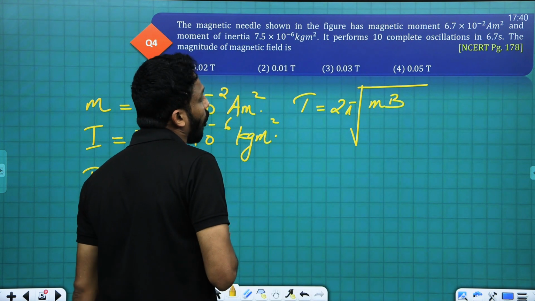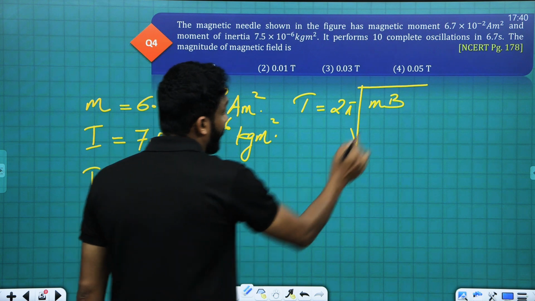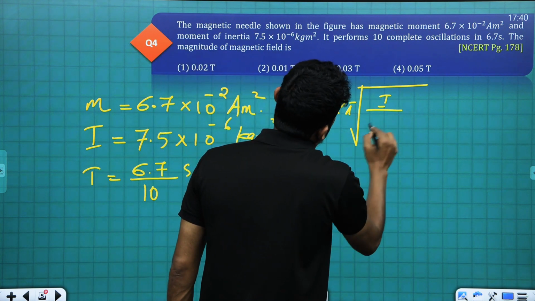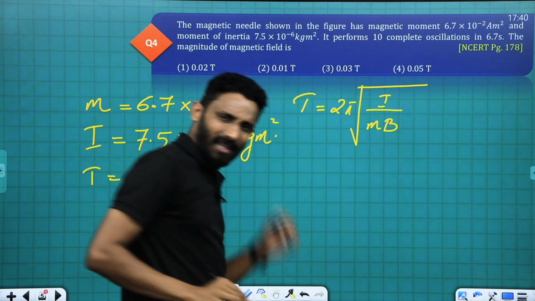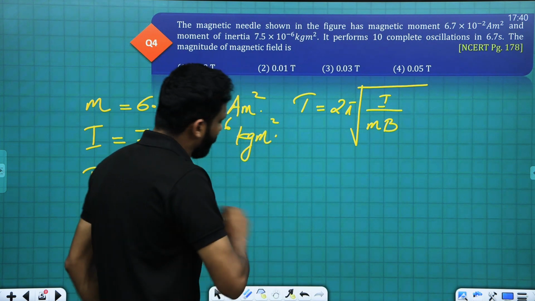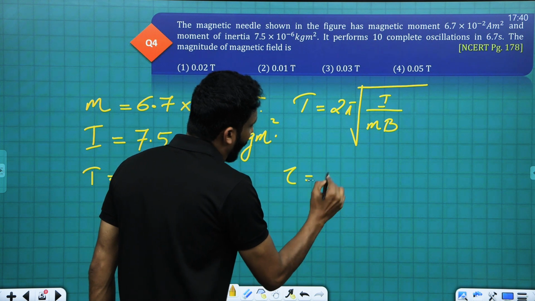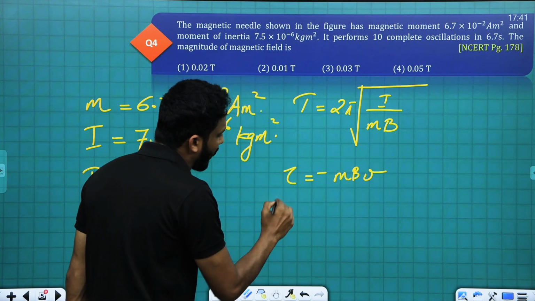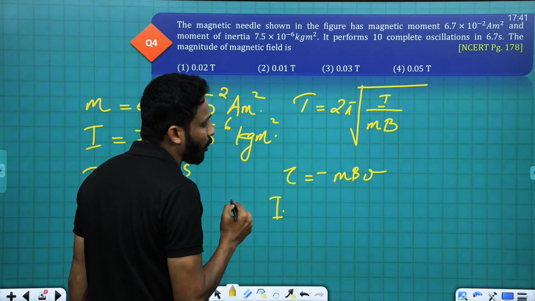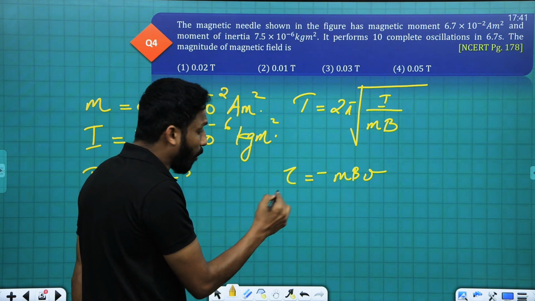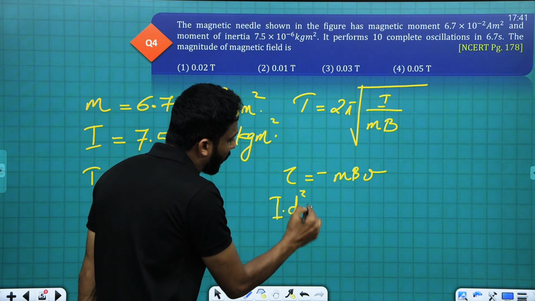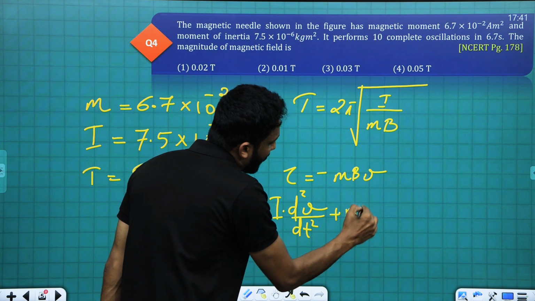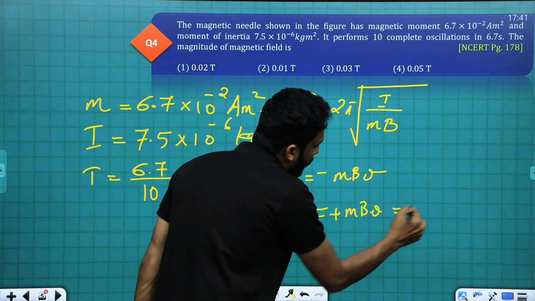2 pi into root of I divided by mB. That's the formula, right? Clear? Actually, the formula comes from the torque acting on the magnetic needle, which is minus mB theta. Torque is moment of inertia into angular acceleration alpha, and alpha is d square theta by dt square. So I d²θ/dt² plus mBθ is equal to 0.